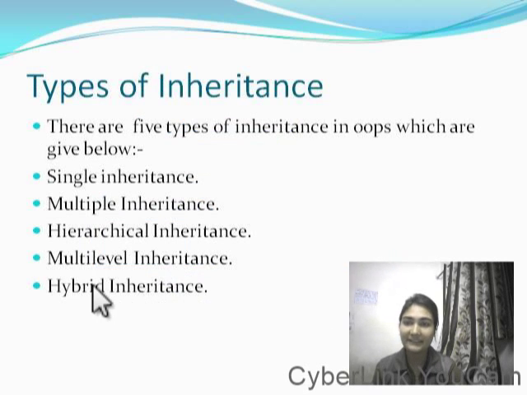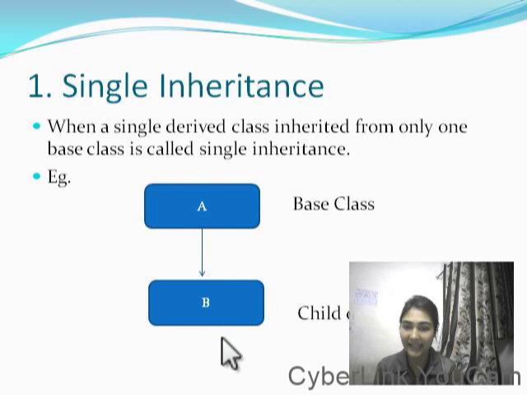Now we discuss types of inheritance. There are 5 types of inheritance in OOPS, which are given below: single inheritance, multiple inheritance, hierarchical inheritance, multi-level inheritance, and last one is hybrid inheritance. First, we will discuss single inheritance. When a single derived class inherits from only one base class, it is called single inheritance.